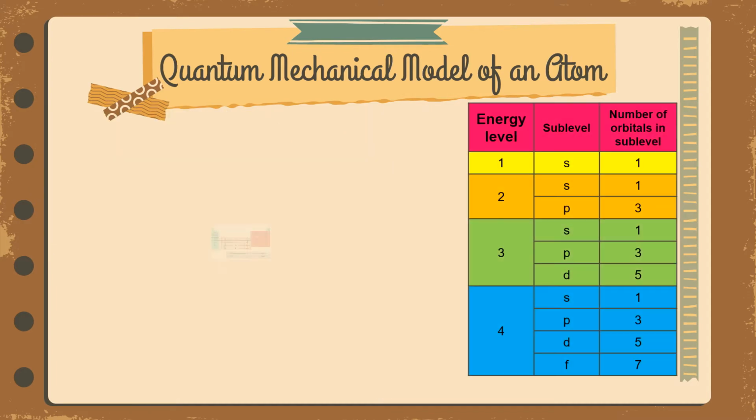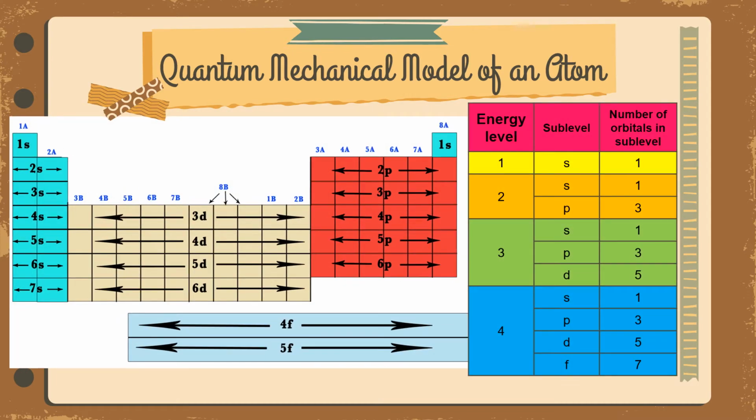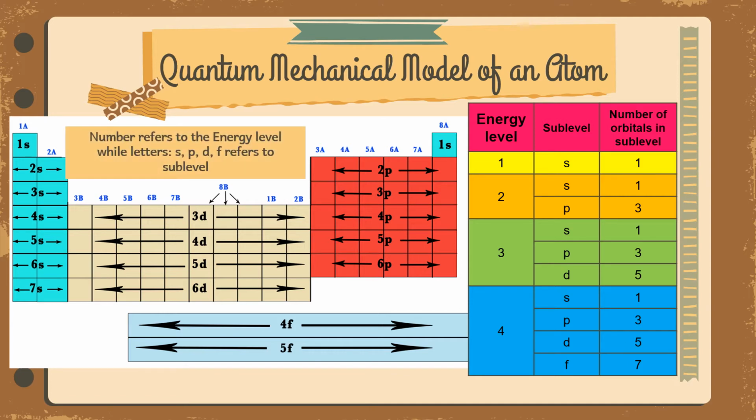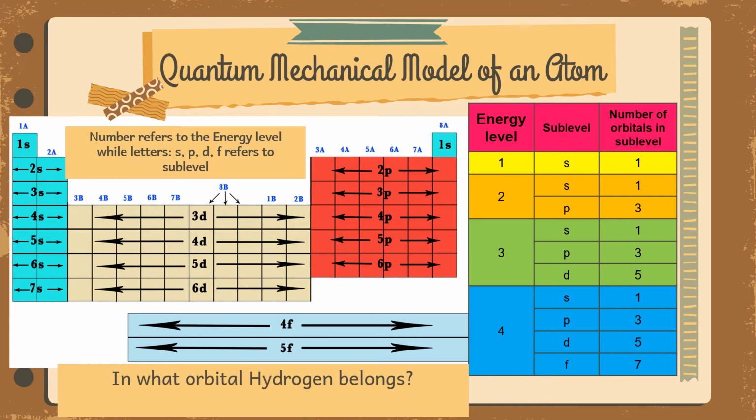To sum it all up, different sublevels represent different elements on our periodic table. The s sublevel consists of groups 1A and 2A, while the p sublevel consists of 3A, 4A, 5A, 6A, and 7A on our periodic table. The d sublevel consists of the transition metals, and last is the f sublevel.